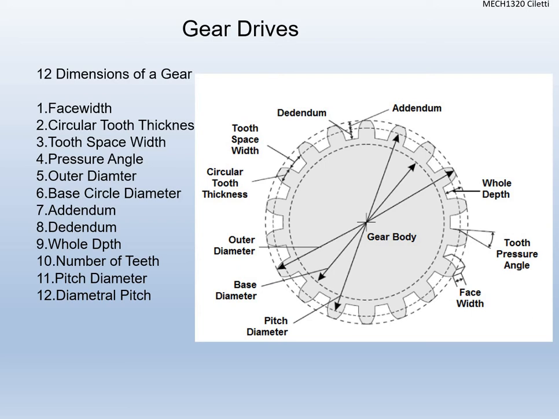All right, number of teeth, that one's pretty plain and simple, right? We are going to count the number of teeth on the gear, or it's written on the gear. That's going to be very important when we start talking about gear ratios because it's a ratio of teeth.